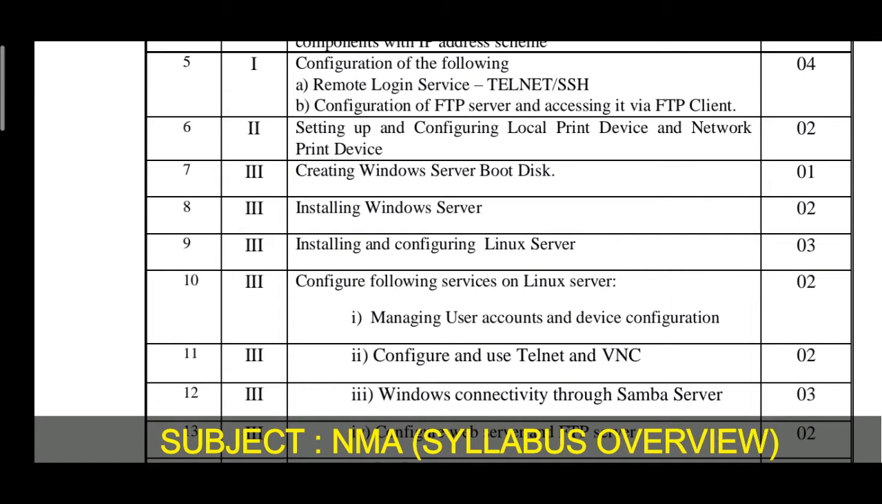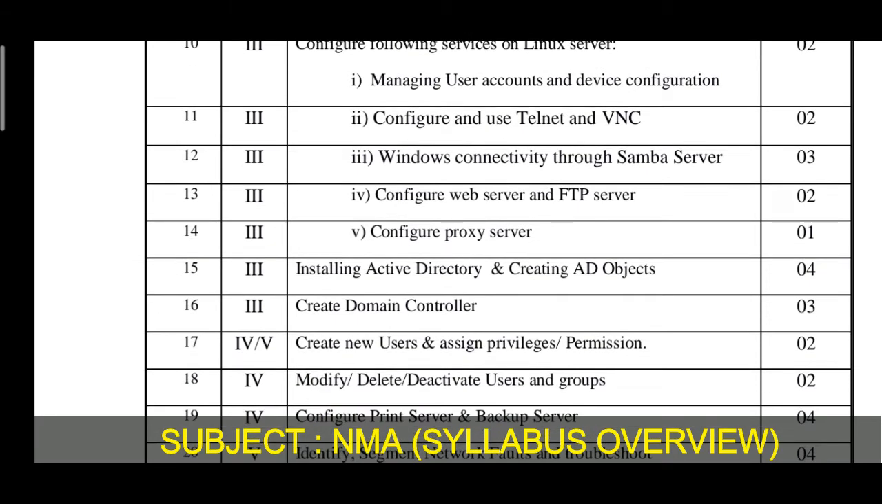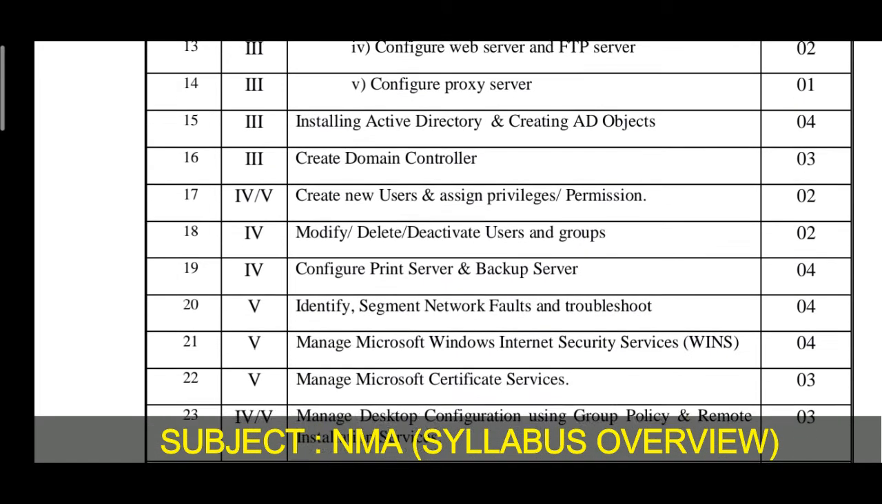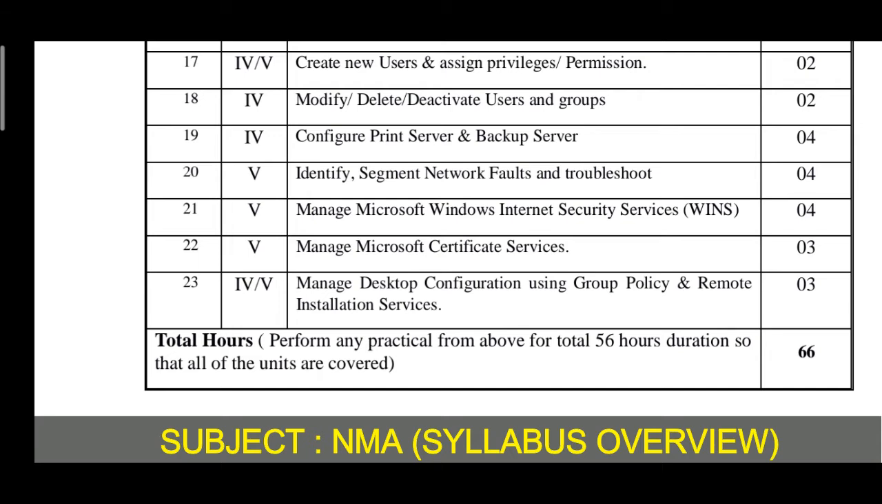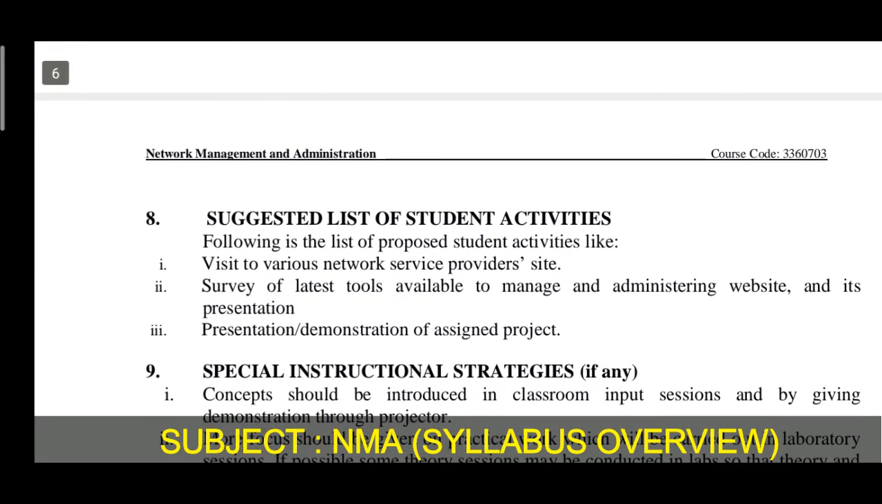Creating a Windows Server bootable disk, installing Windows Server, installing and configuring Linux Server, and then managing user accounts and device configuration based on Linux Server, then Telnet and VNC configuration, then Windows connectivity through Samba Server, web server, FTP server configuration, proxy server configuration, and so in total 23 practical sessions in network management system. Any of these practicals are performed for the total 56-hour duration, so that all of the units are covered. So dear all students, this is our practical list, and now the suggested list of student activities.